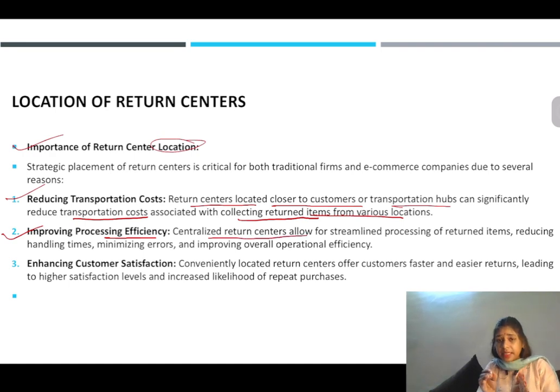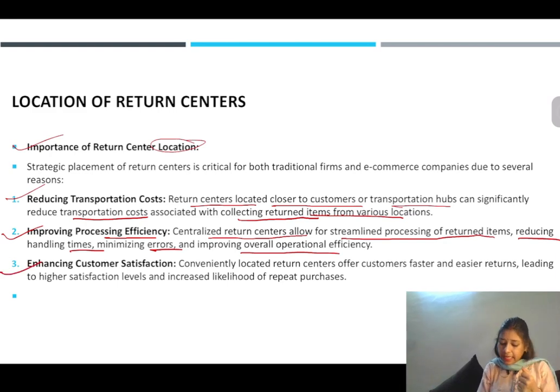if the return center is centralized, then it allows for streamlined processing of all the returned items, reducing the handling times, minimizing the error, and improving the overall operational efficiency.